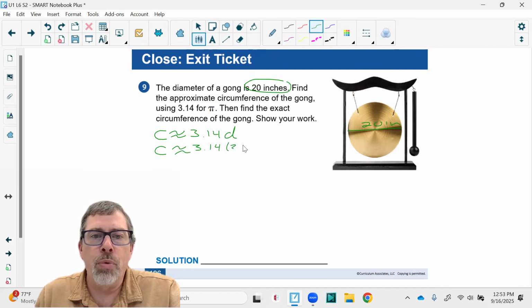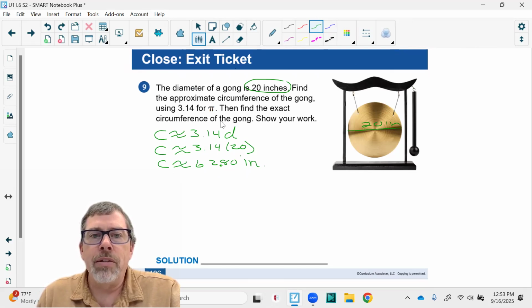3.14 times 20. And when I multiply that, I'm going to get 6.280. And when you multiply by tenths, the decimal moves. So I'm going to get rid of it there. So the answer is 62.80. And it's inches. So I put IN. Okay, there's my approximation. The circumference is about 62.8 inches.